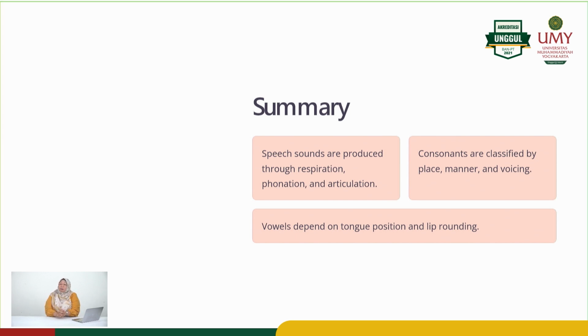All right, to sum up, speech sounds are made through a combination of respiration, phonation, and articulation. Consonants are categorized by place, manner, and voicing, while vowels are shaped by tongue position and lip rounding. The more you understand these categories, of course, the better your pronunciation will be.